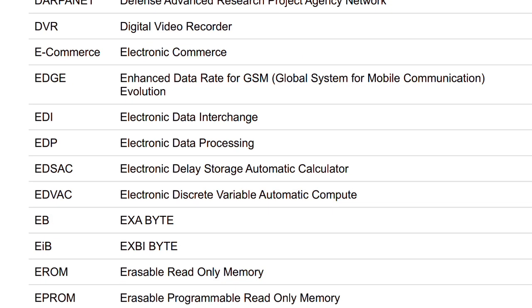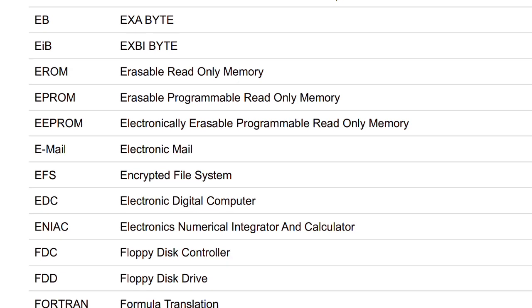Then we have EDI. EDI stands for Electronic Data Interchange. Then we have EDP, Electronic Data Processing. Then we have EDSAC, Electronic Delay Storage Automatic Calculator. Then we have EDVAC, Electronic Discrete Variable Automatic Computer. EB, Exabyte, EIB, Exbibyte, EROM, Erasable Read Only Memory, EPROM, Erasable Programmable Read Only Memory.